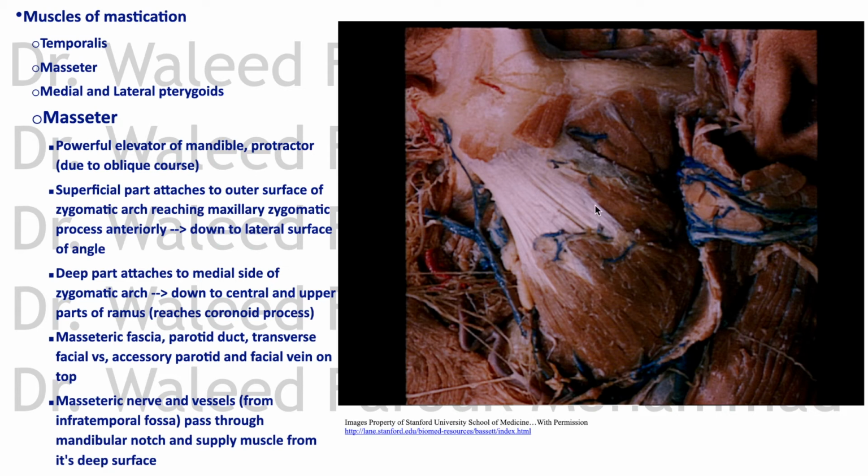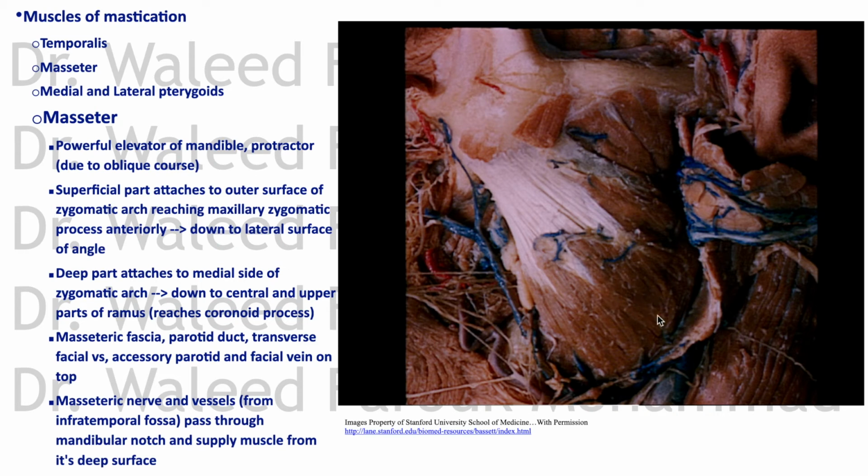The deep part of the muscle comes from the medial surface of the zygomatic arch and extends down till the middle part of the ramus of the mandible, and may reach up high up to the coronoid process. So it inserts itself there. Of course, it fuses with the superficial part.